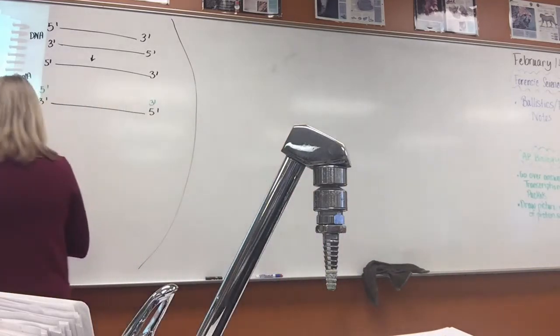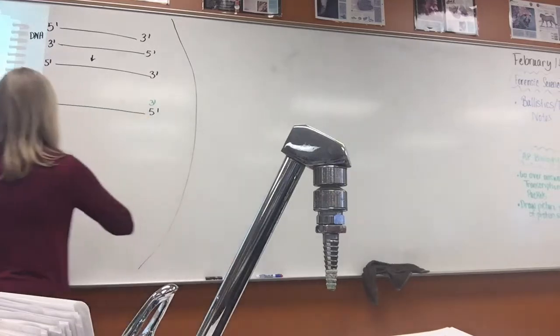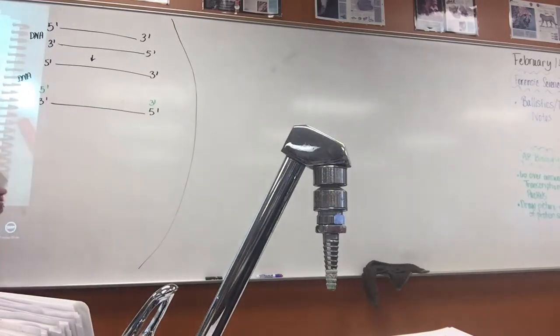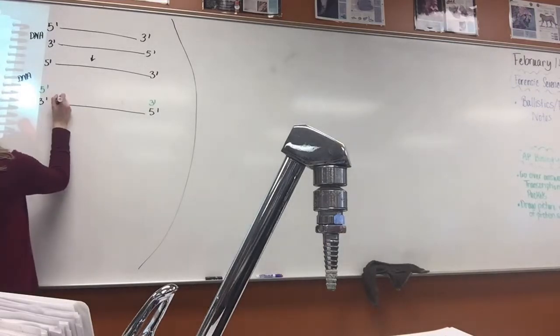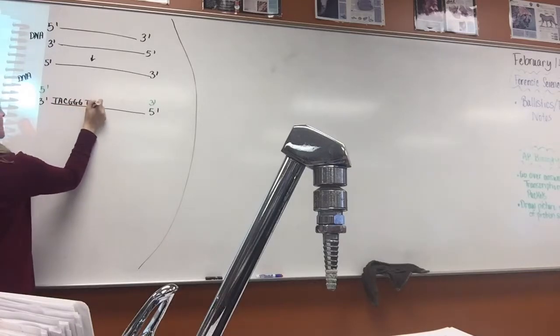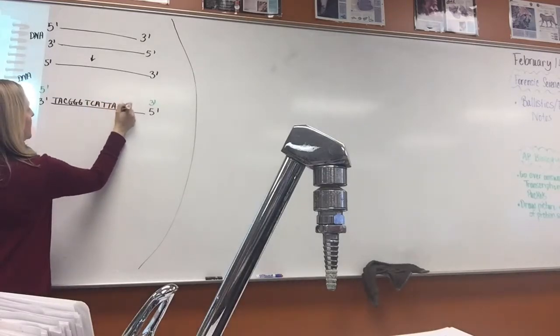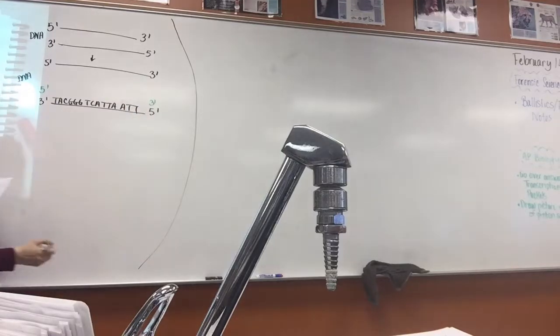All right, so I'm going to actually put some bases on here for the DNA. So this line here represents the phosphate sugar backbone and the bases stick out. All right, so let's say we have, I'm just going to write some things here, TAC, GGG, TCA, TA, and ATT. So this is my DNA.